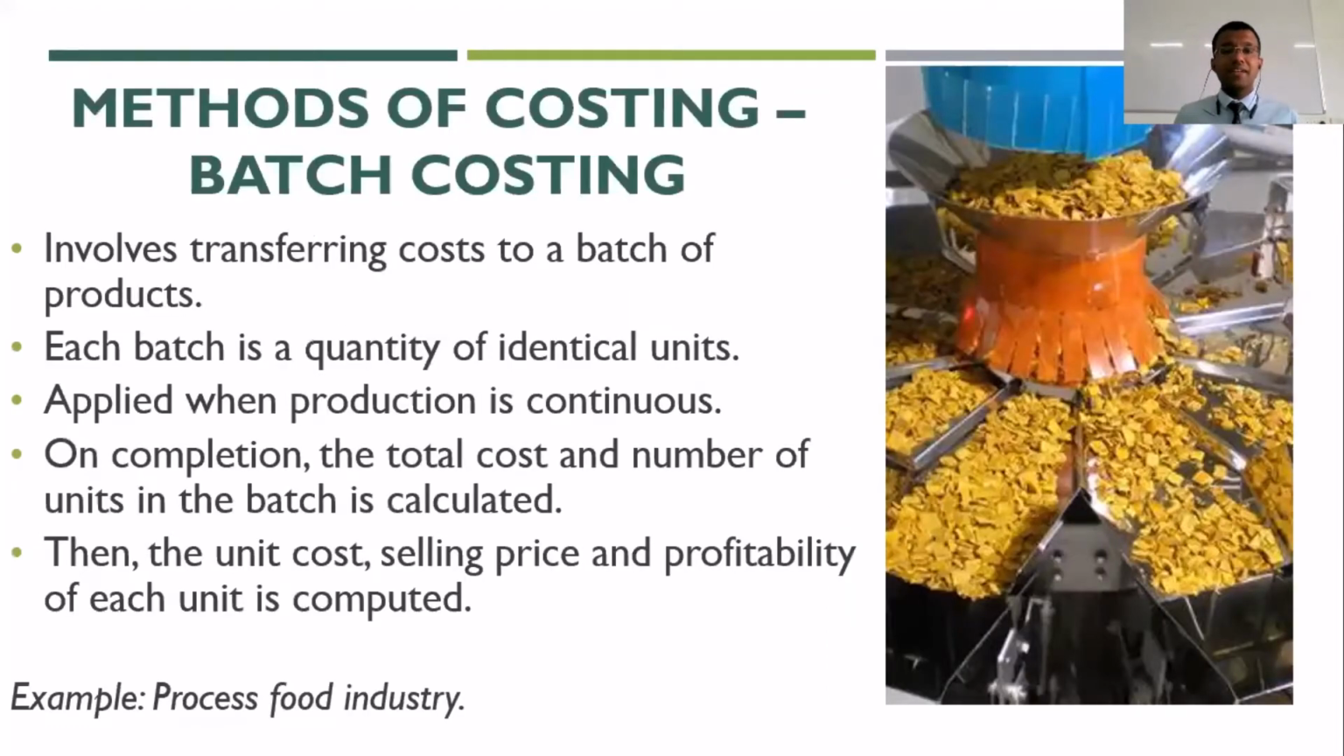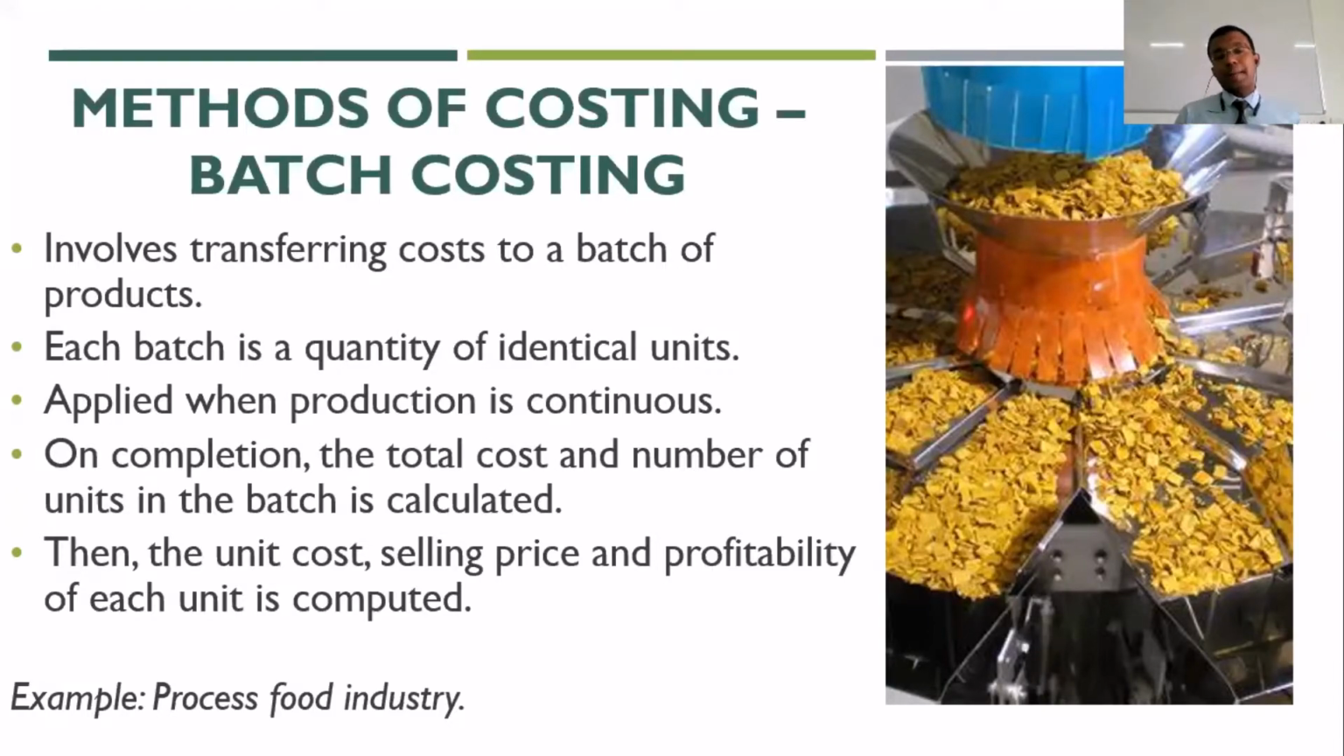The next method of costing is called batch costing. So here we do not have a unique activity; we would carry out the work in the form of batches. Now what is meant by a batch? A batch would be a quantity of identical units. Okay? It would be a quantity of identical units of a product.